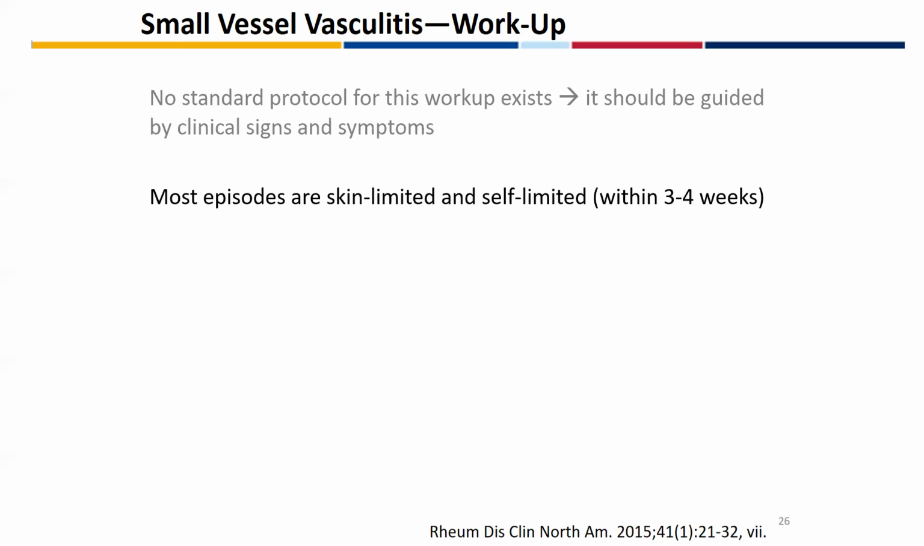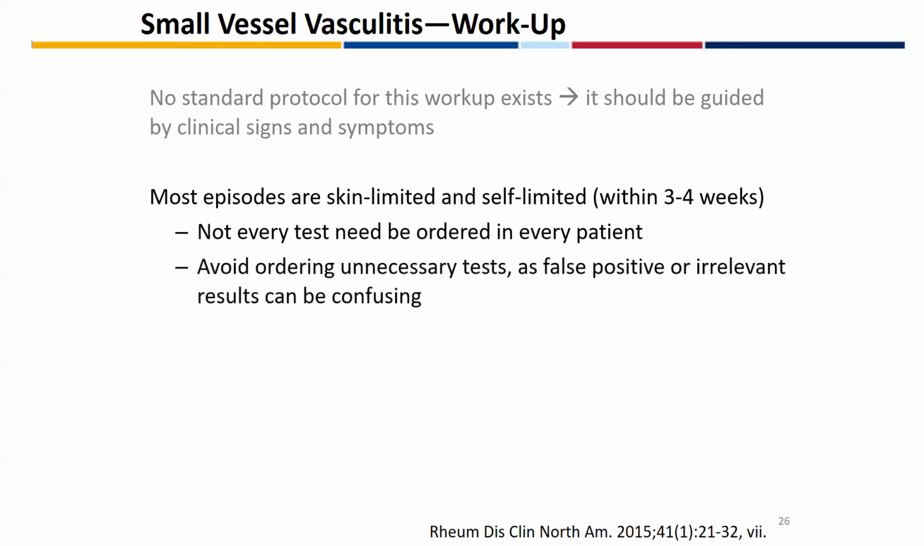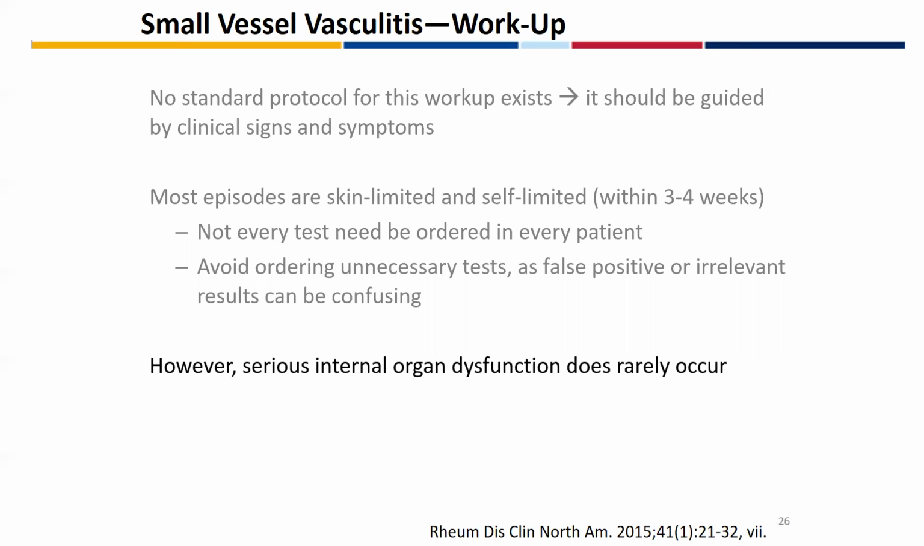Most episodes of small vessel vasculitis of the skin are skin-limited and self-limited, resolving within about 3 to 4 weeks. And so this tells us that perhaps not every test needs to be ordered in every patient, because most of them are skin-limited and they're going to go away on their own. And in fact, maybe we don't want to order those tests because false positives or irrelevant results can be confusing and can cause consternation. But at the same time, serious internal organ dysfunction does rarely occur.